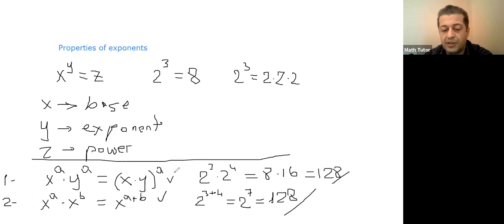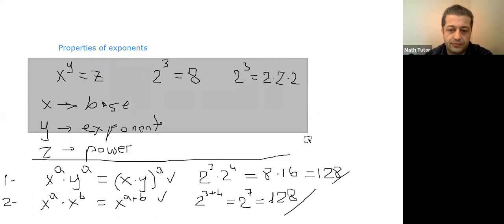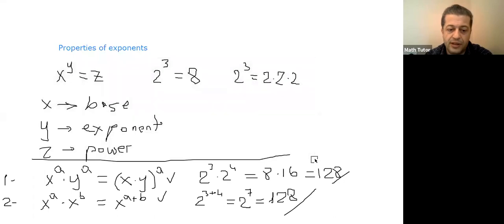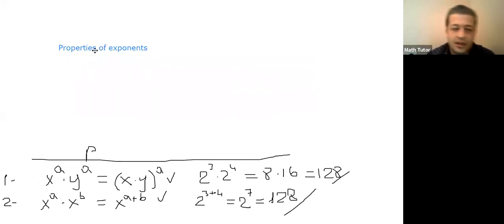This property and this property are both correct. Now, I'm going to explain another property of exponents. The property number 3 is this one.